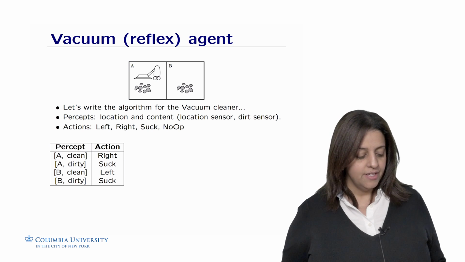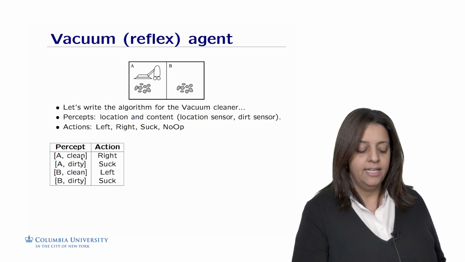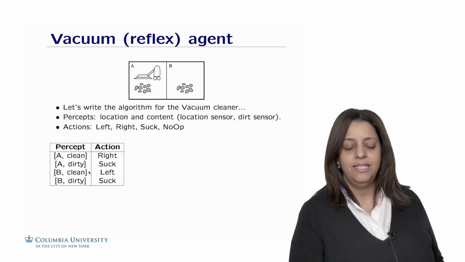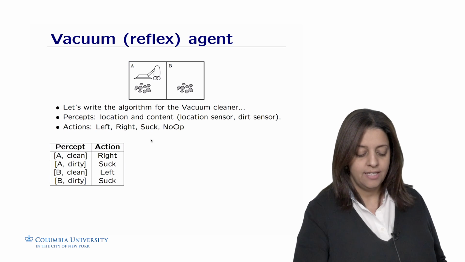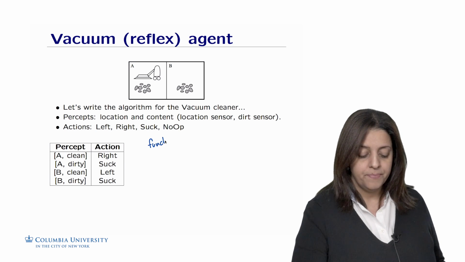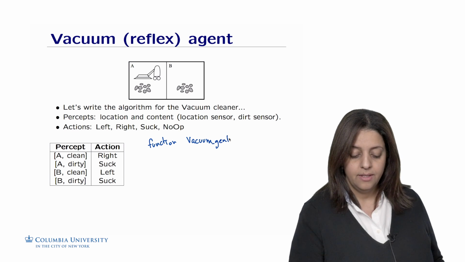We have seen that we could write a table in which we have the percepts and the actions. For example, if A is clean, go to the right. If A is dirty, suck the dirt, etc. So let's start first by writing the function that does the vacuum cleaning. Let's call it vacuum agent.